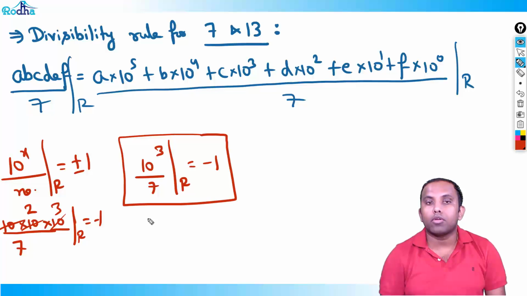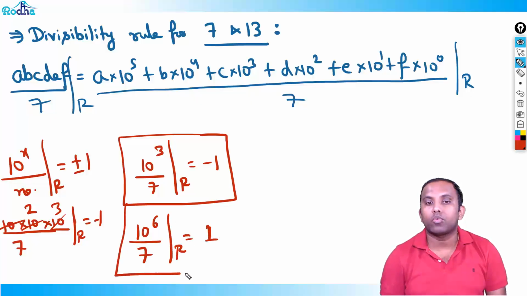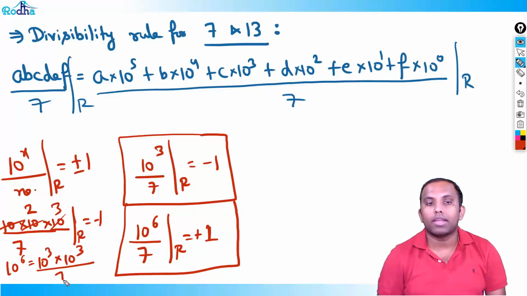Now the next multiple of 10 cube, 10 raised to 6 by 7. What is the remainder here? It should be plus 1. Why? Because 10 raised to 6 is nothing but 10 cube into 10 cube. So minus 1 into minus 1 will give me plus 1 here.